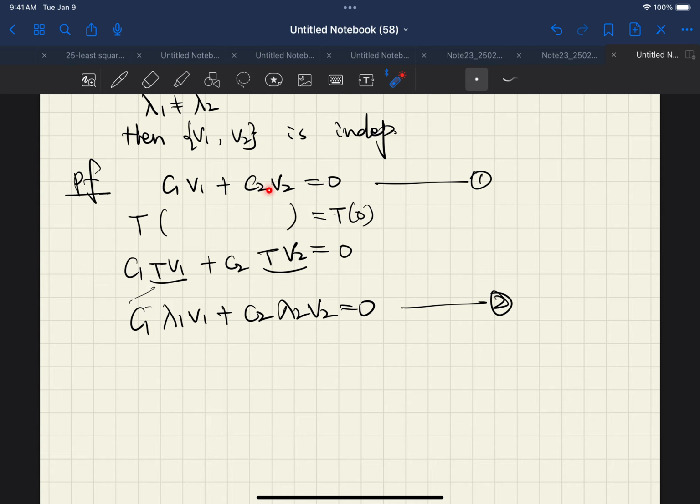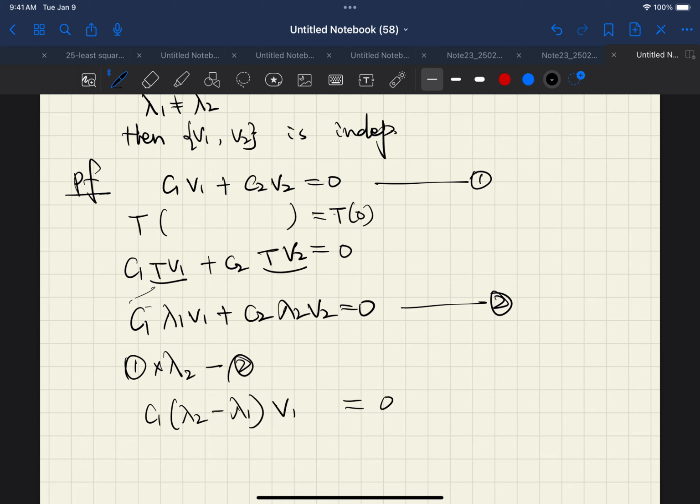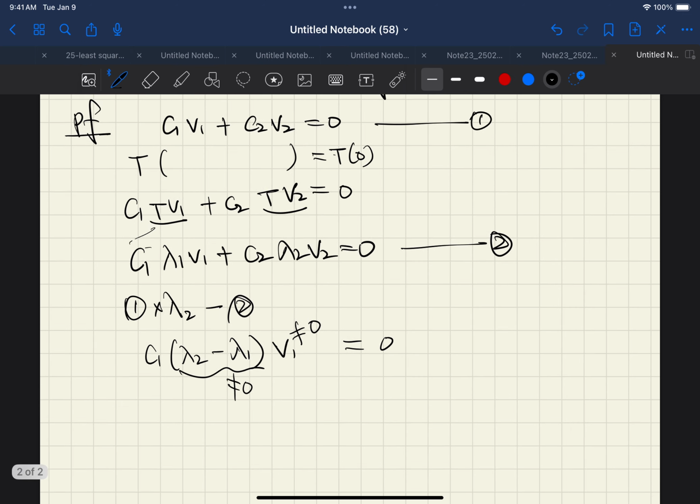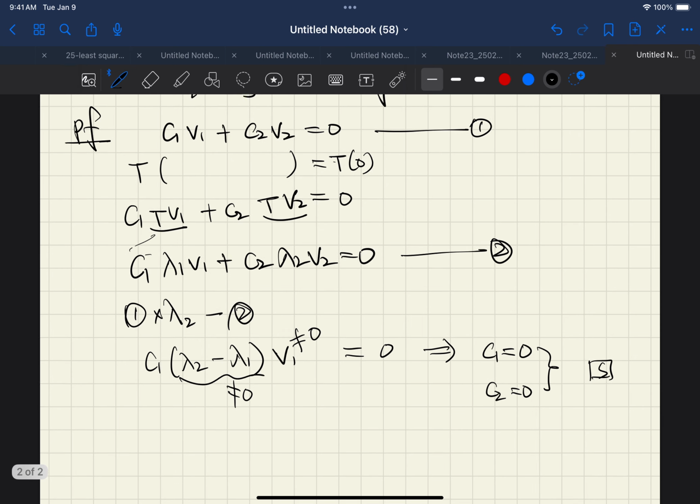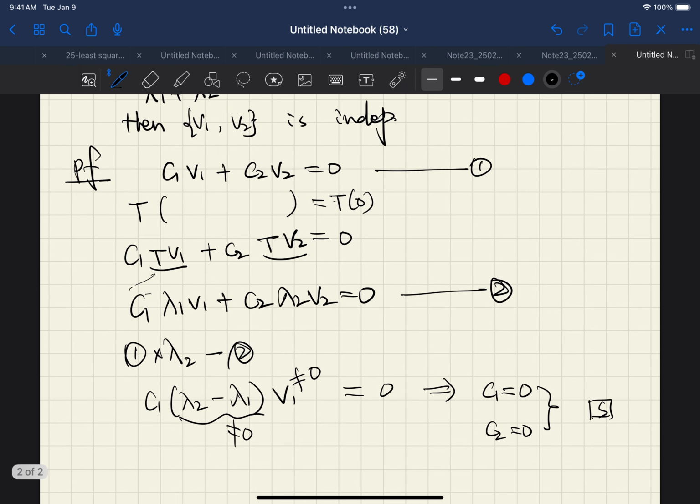I'm going to relate the two equations and then eliminate the second term. So I need to multiply the first equation by lambda 2 and subtract the second. Then we get C1 (lambda 2 minus lambda 1) v1, which is 0. We know lambda 2 minus lambda 1 cannot be 0 because the two eigenvalues are distinct, and v1 is not equal to 0 because this is an eigenvector. So the only thing that can be 0 is C1 equals 0. And we can similarly prove C2 equals 0. So that proves independence of v1 and v2.